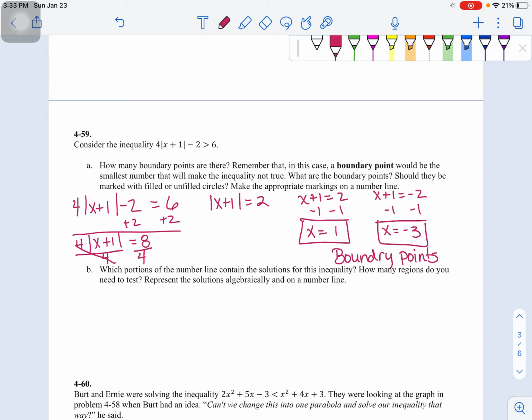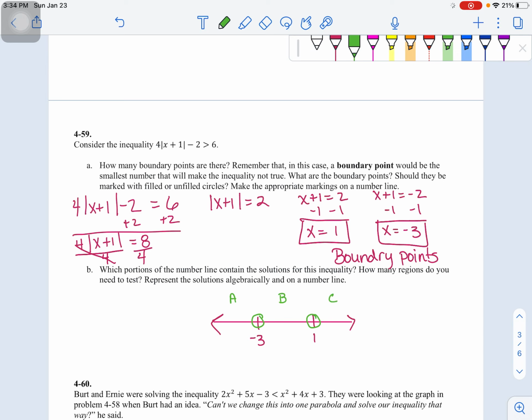Okay, and you're going to see in part B, we're going to put them on a number line. So here we go, on a number line. Now the smallest number goes on the left, the bigger number goes on the right. So -3, +1. Now, we're going to go back to our symbol. Our symbol was a greater than symbol, which means open circles. So I'm going to put an open circle on each one. Now, if you notice, I've got 3 sections on this number line. I've got section A, section B, and section C, don't I?